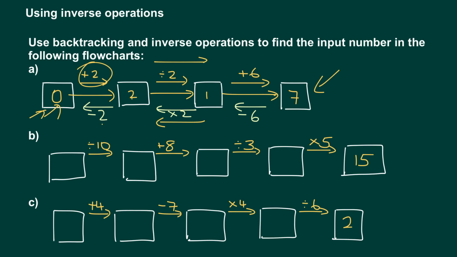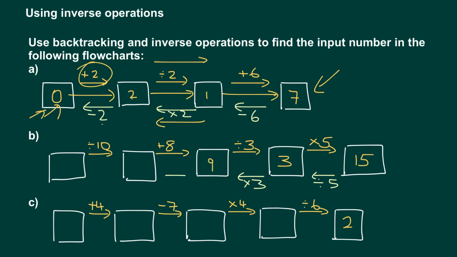Okay, same thing, let's move to part B. We have the output number of 15, and the very last operation that they did was times by 5. So if we had to do the opposite, we would go divided by 5. So 15 divided by 5 gives us 3. Then the next operation is divided by 3 on the top. So the bottom one has to be multiplied by 3. So the opposite. 3 times 3 gives us a 9.